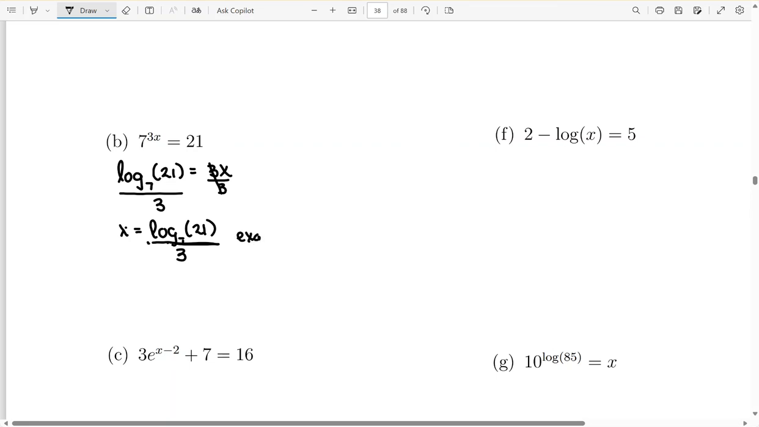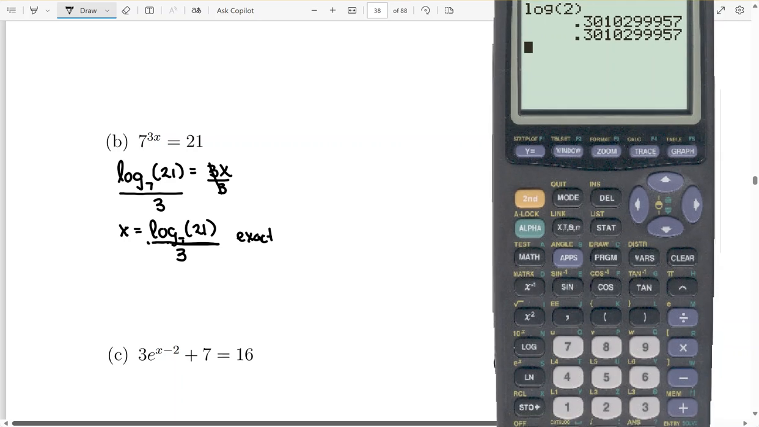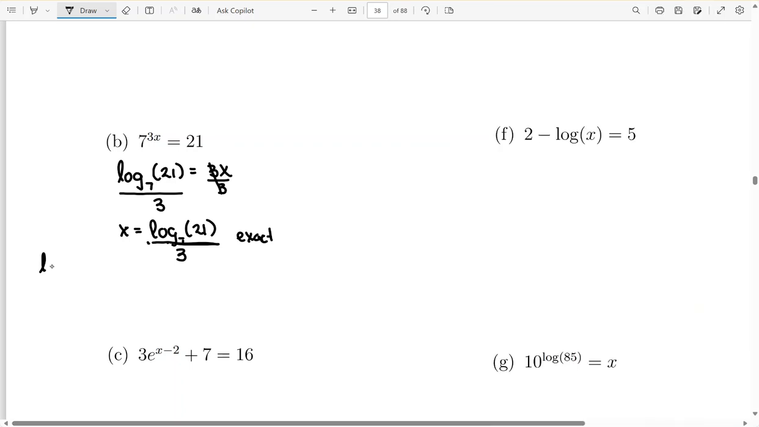There's your exact. Once you get the x by itself, you found the exact. Now for the decimal approximation, that's going to take a little bit more work. Log base 7 of 21. I don't have on this calculator the button that'll allow me to change the base, so I have to do it by hand. So off to the side, think about log over log, and then do 21 over 7. And then get that decimal, and then divide by 3.